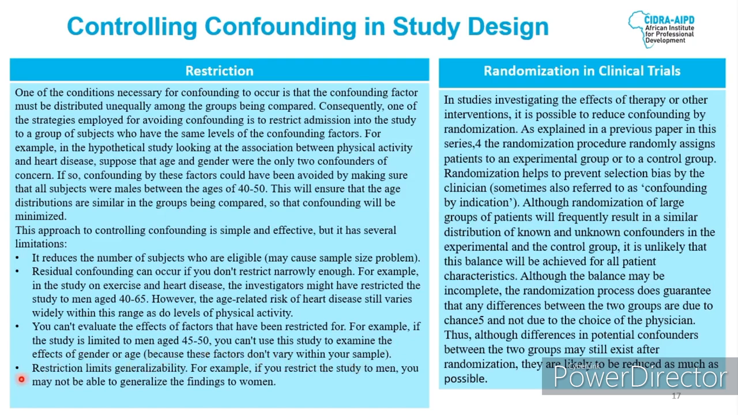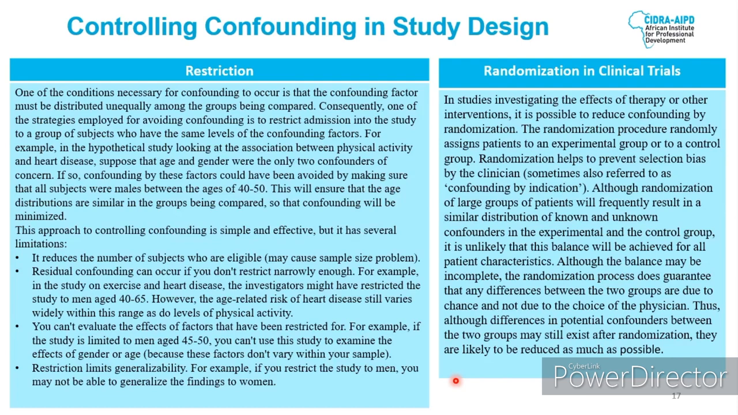And the last one is that restriction limits generalizability. For example, if you restrict the study to men, you may not be able to generalize the findings to women. So these are the limitations of restriction. So the second way that we can control for confounding is randomization in clinical trials. In studies investigating the effects of therapy or other interventions, it is often possible to reduce confounding by randomization.